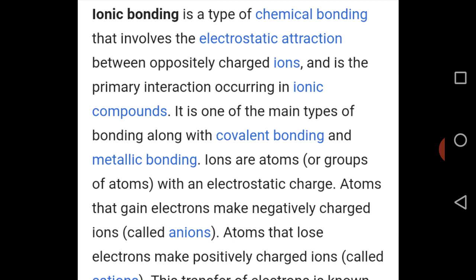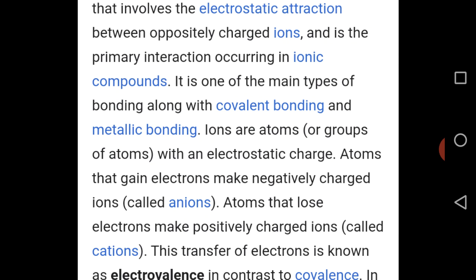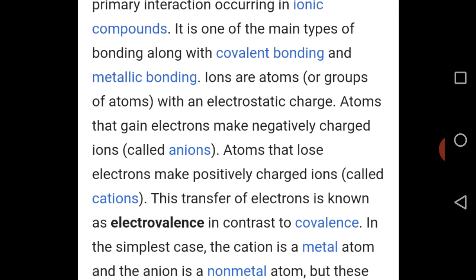So atoms that gain electrons make negatively charged ions. Anions are negatively charged ions, becoming negative by gaining electrons. Atoms that lose electrons make positively charged ions called cations. Cations are positively charged. In the case of this bonding, sodium is the cation and fluoride is the anion. This transfer of electrons is known as electrovalence.